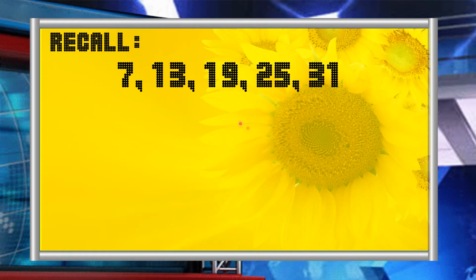7, 13, 19, 25, and 31. This is an example of a finite sequence kasi meron siyang last term. Correct? And ano nga yung number na ina-add natin para makuha yung next term? From 7 to 13, tas naging 13 to 19, and so on? Correct. Ang common difference natin ay 6.